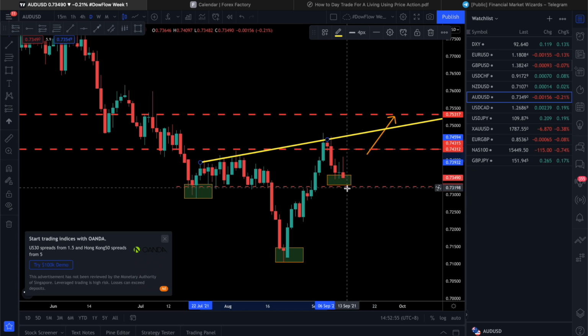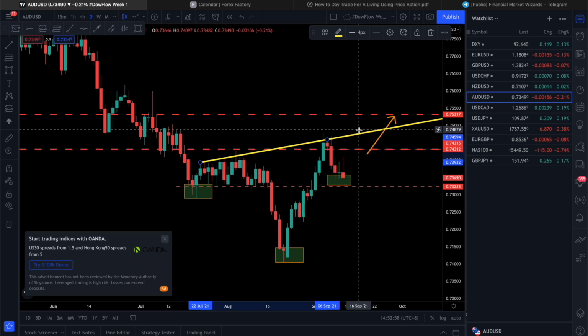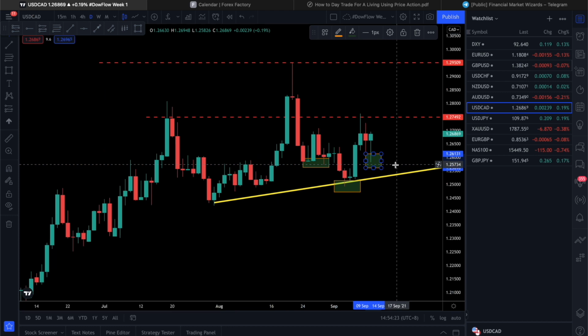Okay, if you go long here, just be mindful of this resistance here as well as this resistance here, which is provided by the neckline of this inverted head and shoulders pattern.